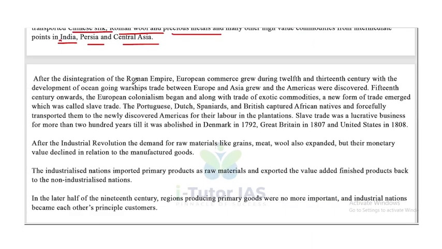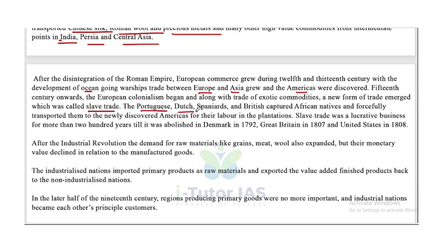After the disintegration of the Roman Empire, European commerce grew during the 12th and 13th centuries with the development of ocean-going warships. Trade between Europe and Asia grew and the Americas were discovered. From the 15th century onwards, European colonialism began and along with the trade of exotic commodities, a new form of trade emerged which was called slave trade.